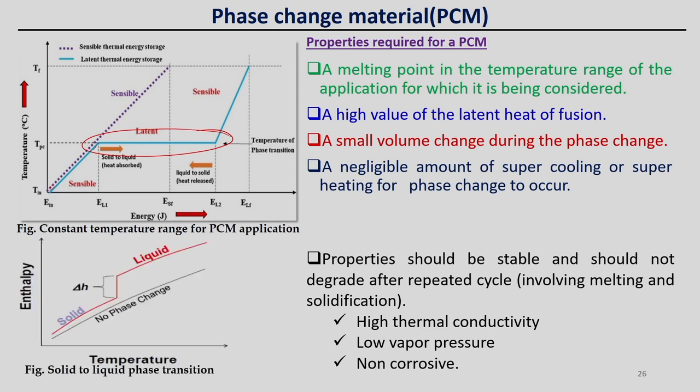And if we plot enthalpy versus temperature, it looks something like this. This case is for no phase change, that is the sensible case, and for latent heat, say for example ice, as temperature goes on increasing, then what happens? There is a point where phase change will occur, and then it will start heating again like sensible heat storage. So this is the enthalpy of fusion for the case of ice.